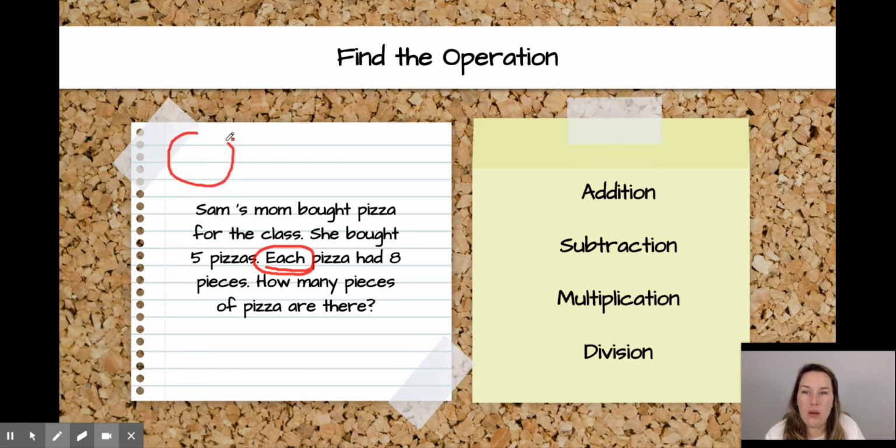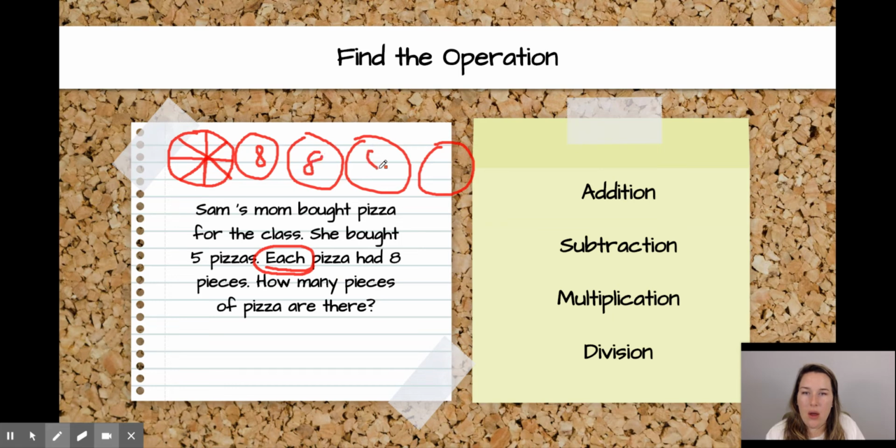So you have 1, 2, 3, 4, 5, and then each one is being cut into 8 slices. So there would be 8 slices here, 8 slices here, 8 slices here, and 8 slices here. And you're trying to figure out how many pieces of pizza there are. So you have 8, 8, 8, 8, and 8. Each pizza has 8 slices.